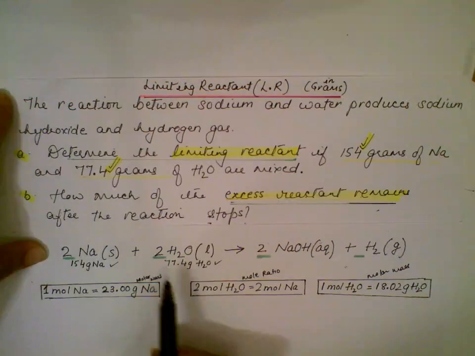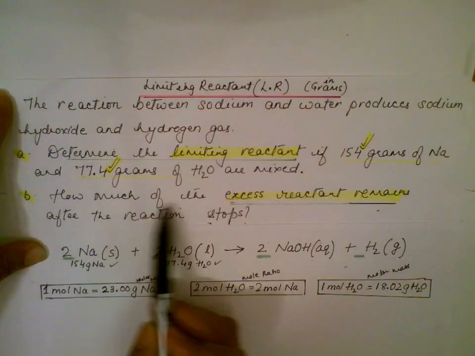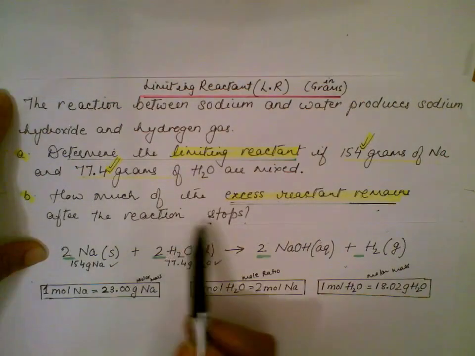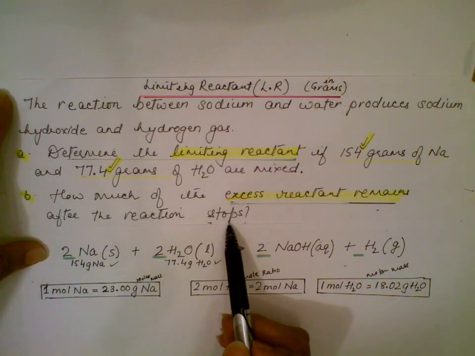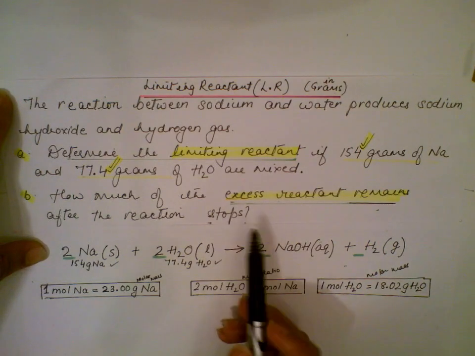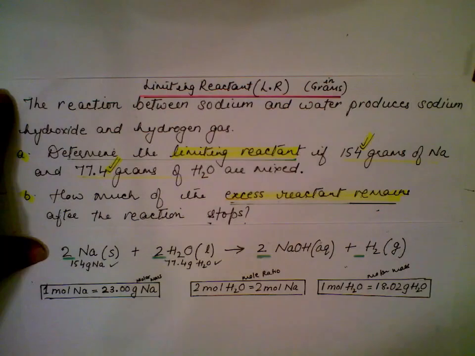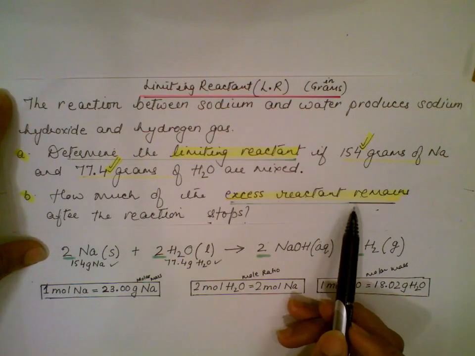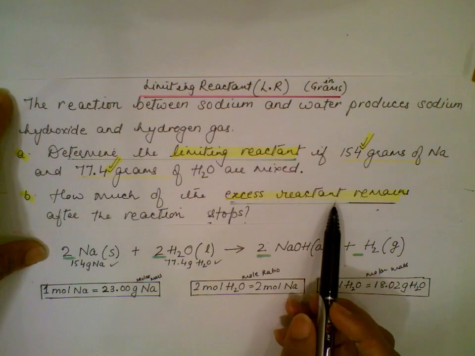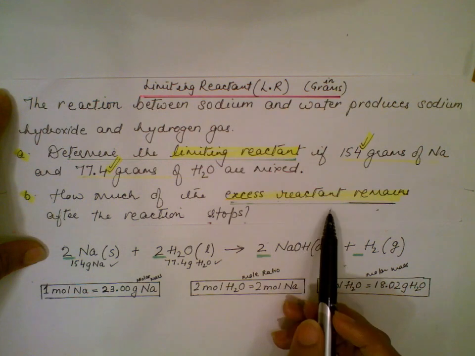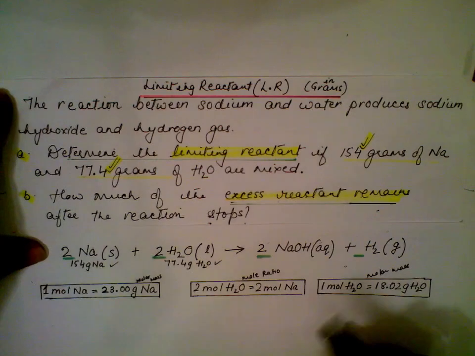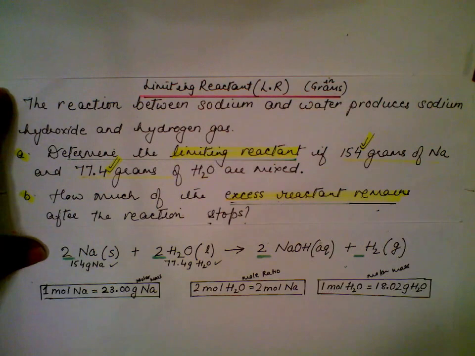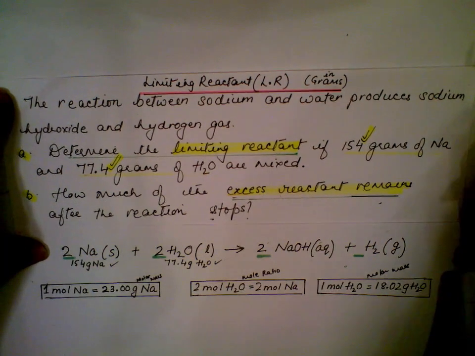So we have to figure out which one of these two reactants is going to be our limiting reactant. How much of the excess reactant remains after the reaction stops? Once the reaction stops, how much of the excess reactant still remains? For that, you have to subtract the amount of excess reactant needed from the available amount. You're going to understand that as I solve the problem. So let me demonstrate this problem step by step.